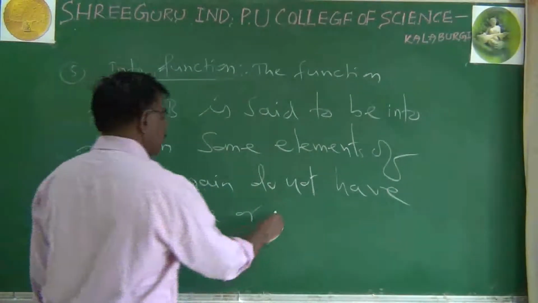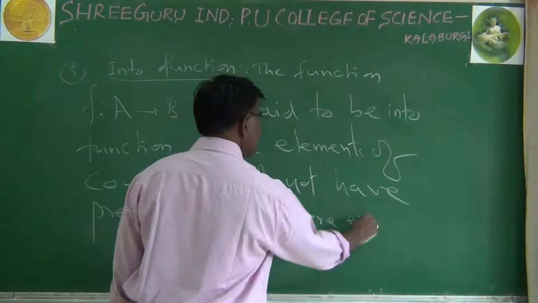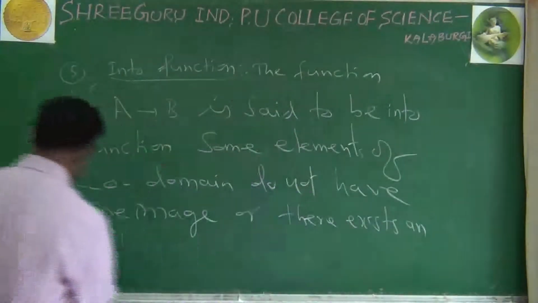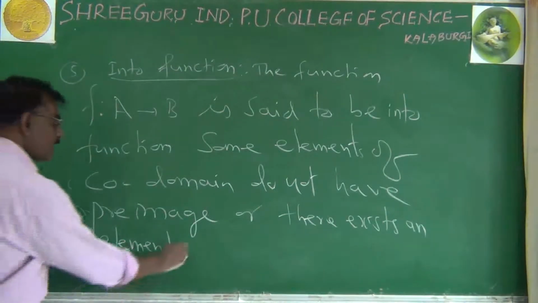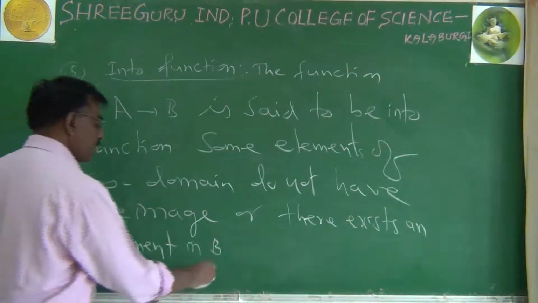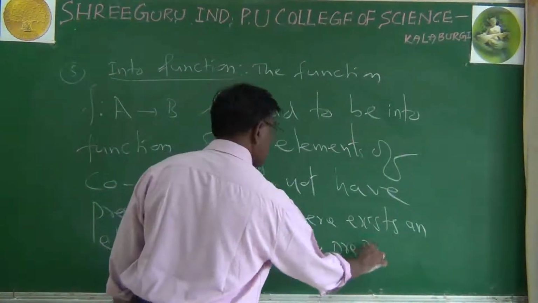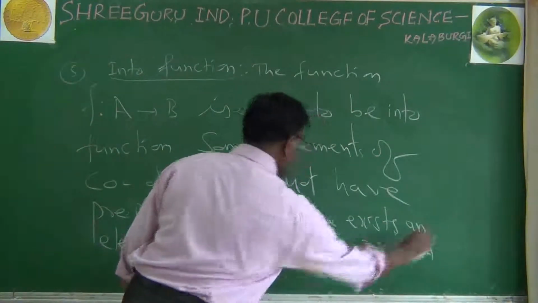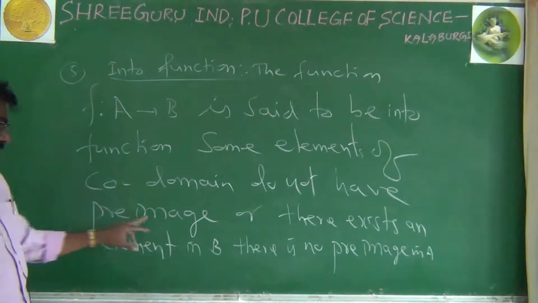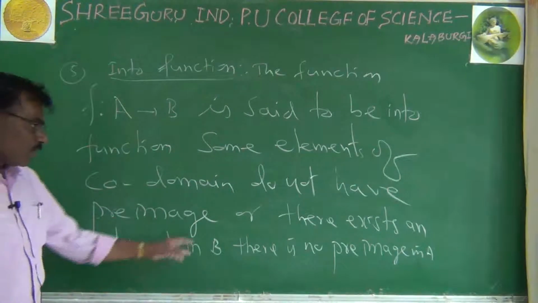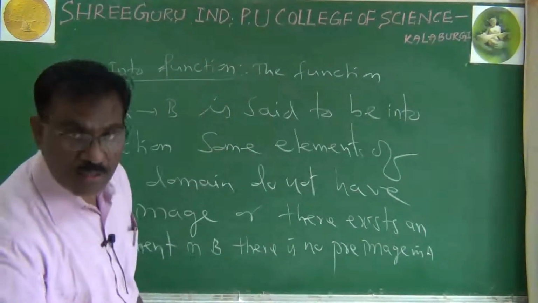Or there exists an element in B, there is no free image in it. Some elements of codomain do not have a free image, or there exists an element in B there is no free image in it. So this is called into function.